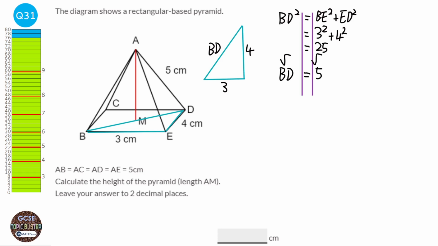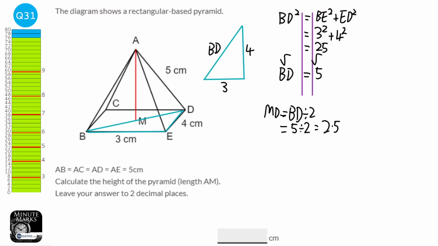Okay, we need to now work out what MD is, because we're looking for length AM. So MD is actually just going to be half of BD. So it's going to be half of 5, which is just going to be 2.5. The reason for that is that all of the lengths AB, AC, AD, AE, all of them are the same, so therefore point A will be exactly at the midpoint or above the midpoint of the square, so M is obviously at the midpoint.